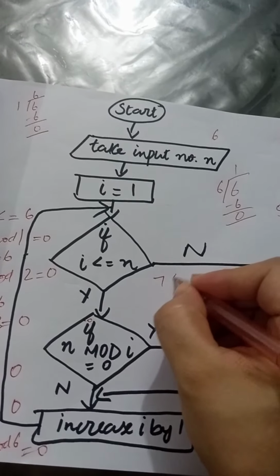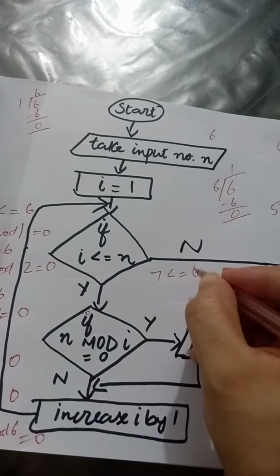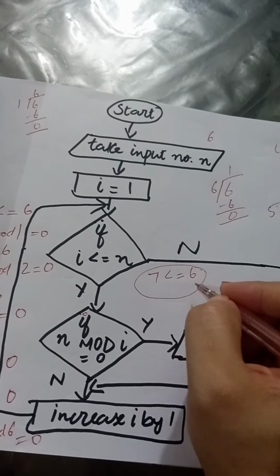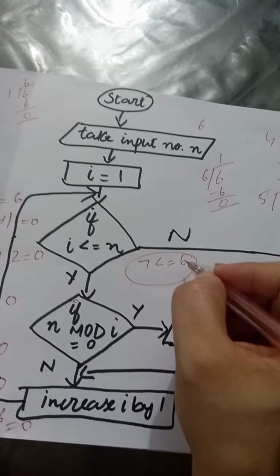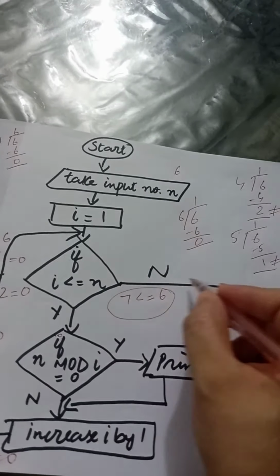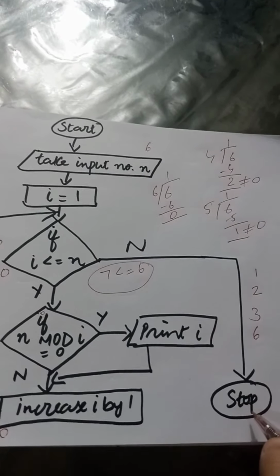It will check if 7 is less than or equal to 6 or not. No, it is not. So it will simply terminate the flowchart and the flow will move towards the stop option.